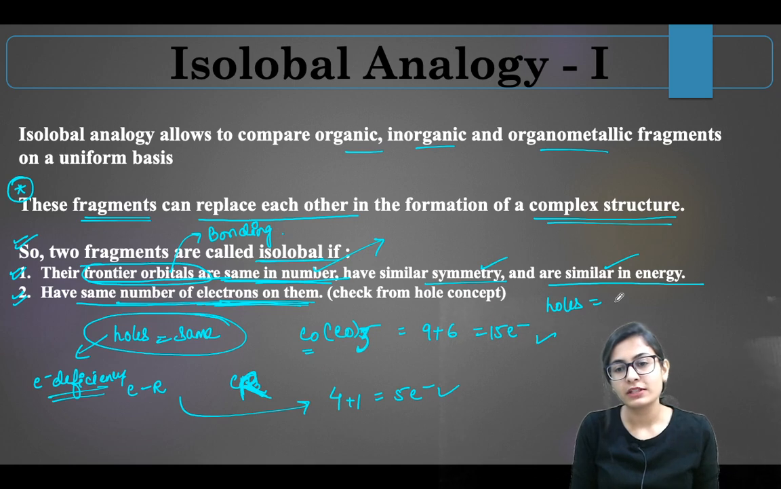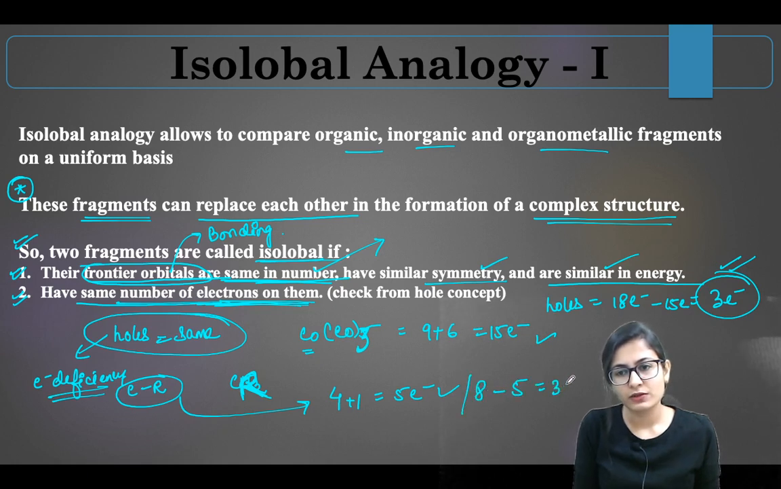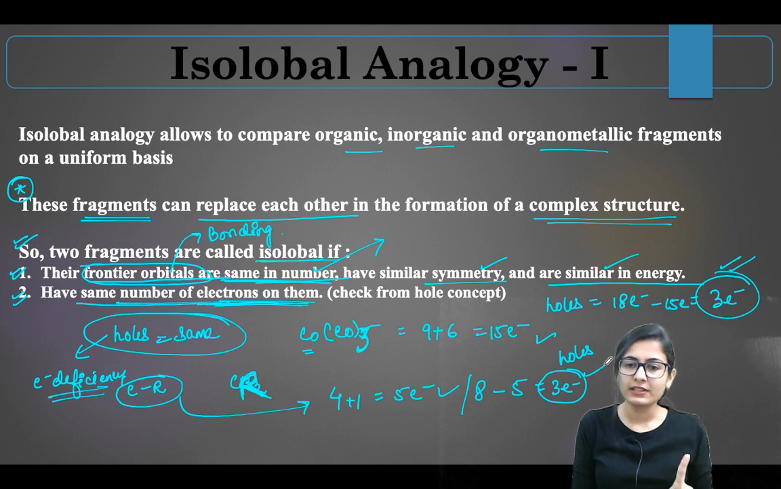Now, organometallic compounds follow the 18 electron rule. So what is the deficiency? 18 electrons minus 15 electrons gives you 3 electrons. So the deficiency of 3 electrons is present. But the p block elements, the carbon, boron, phosphorus, that you usually see, they follow the 8 electron rule. So 8 minus 5 is equal to 3 electron holes. So there is a hole for 3 electrons, a deficiency of 3 electrons.